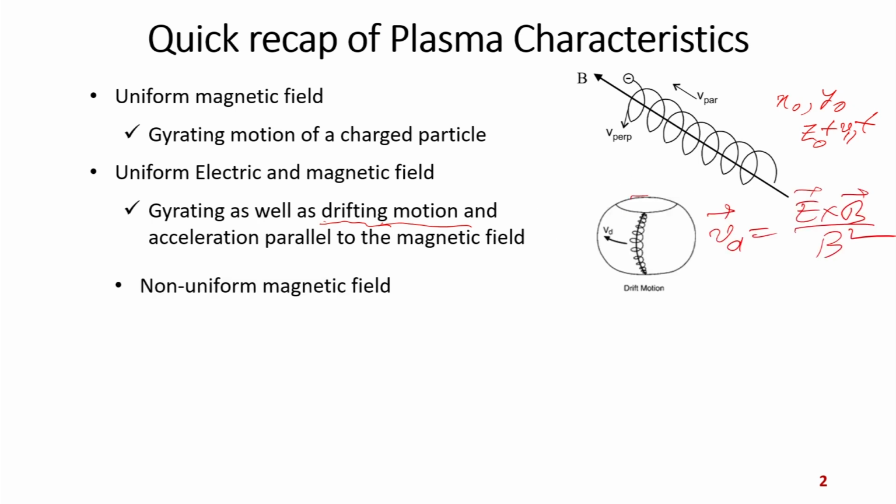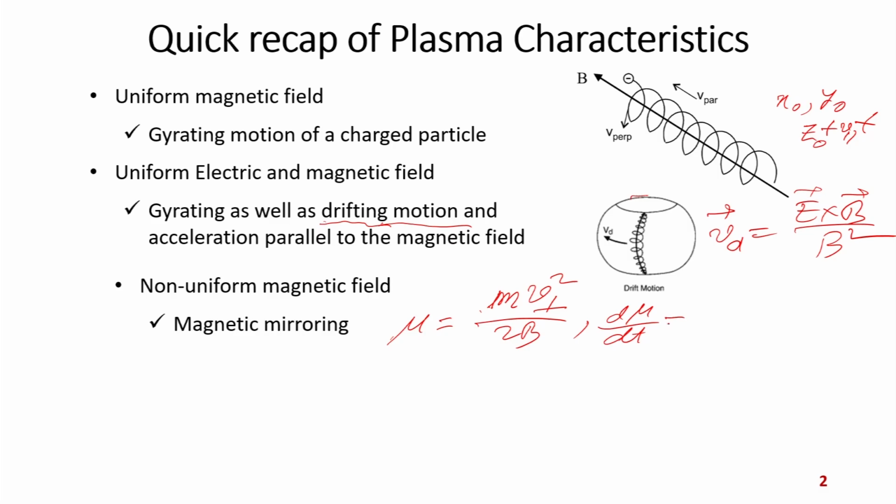So, now, when it is a non-uniform magnetic field, we have seen that when the magnetic field is converging, that is, when the magnetic field intensity is increasing, a phenomenon called magnetic mirroring happens. What we have seen is the magnetic moment, mu, and we saw this in the last class. This magnetic moment is constant, meaning d mu by dt is equal to 0.